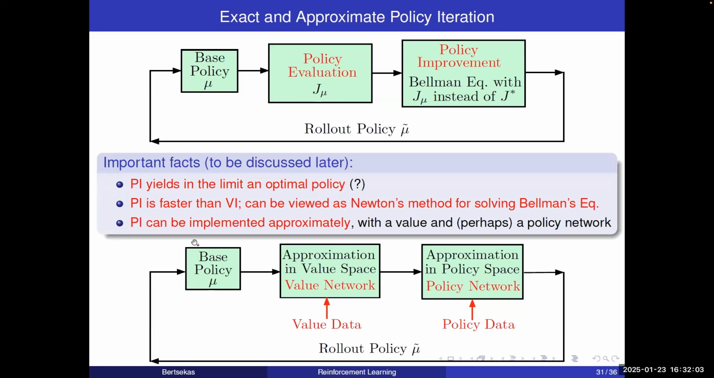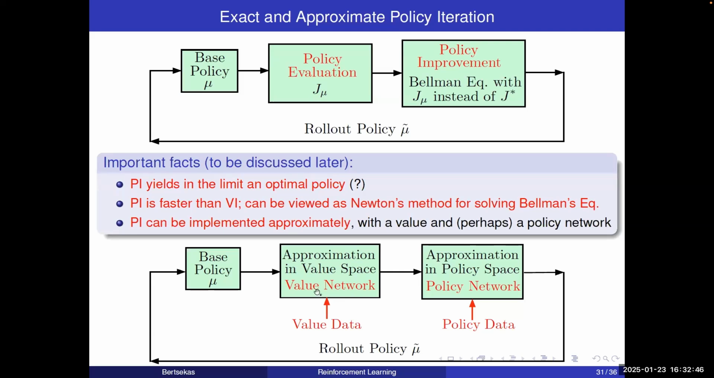What we're going to do is, suppose we have a policy, then instead of computing this J mu exactly, we run simulation in order to get trajectories of the system under this policy, and then calculate samples of J mu, average them over, and have state-cost function pairs. And those would be the value data we use to train a value network, let's say, to approximate this J mu.